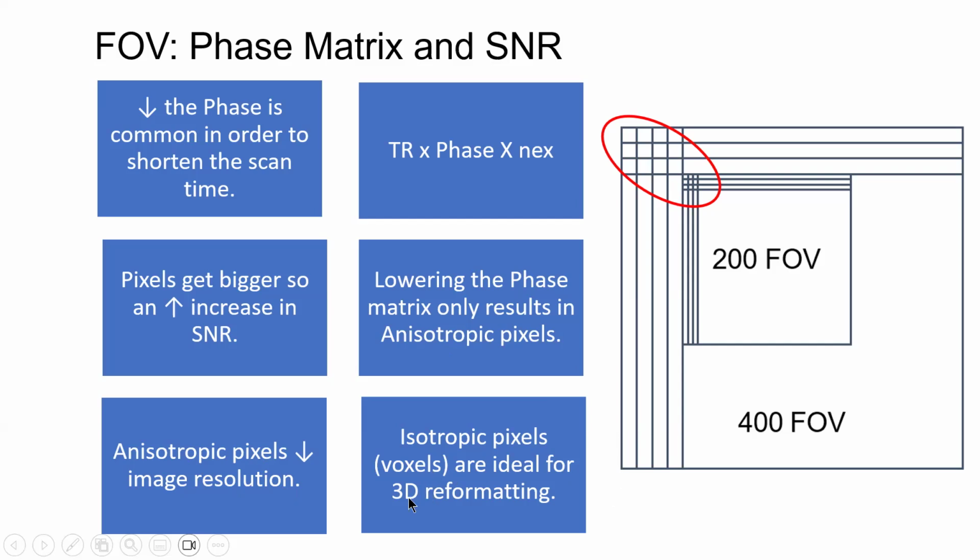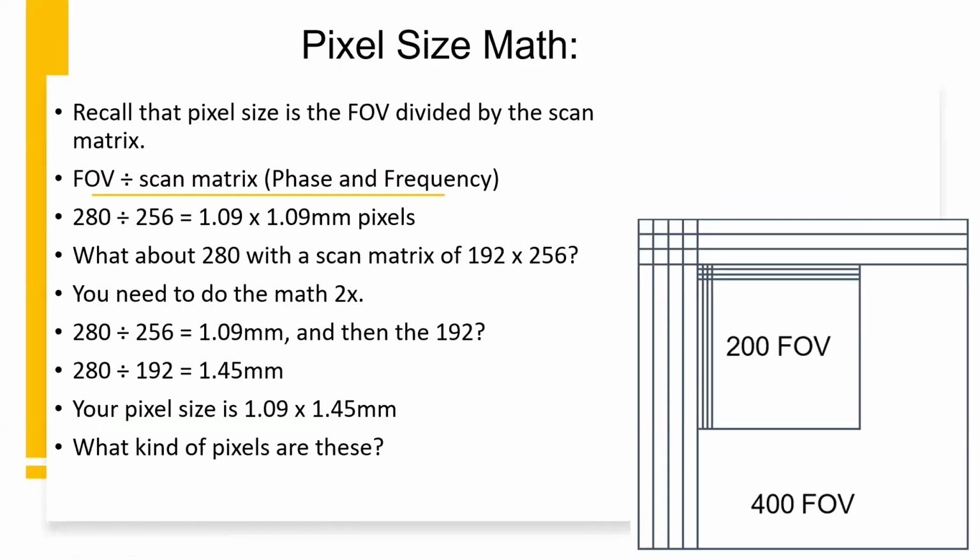3D reformatting. So when you're doing MRA stuff and 3D kind of sequences, ideally you want isotropic pixels or isotropic voxels to do your 3D reformatting. All right, some pixel math. So they very likely are going to ask you to figure out your pixel size. So again, field of view divided by your matrix.